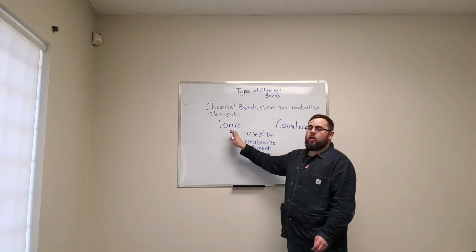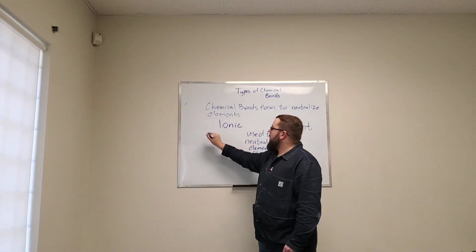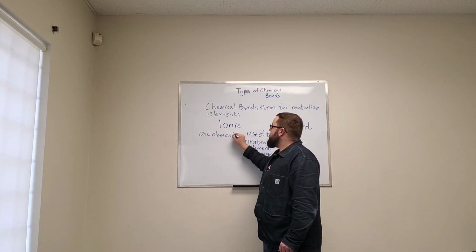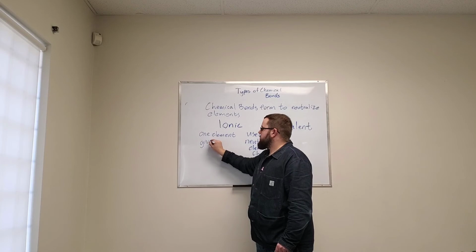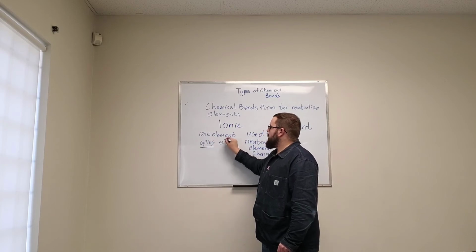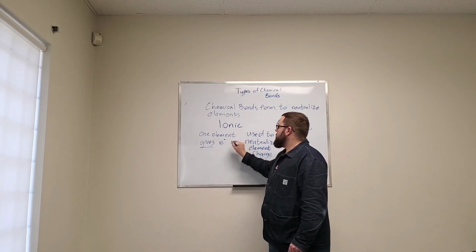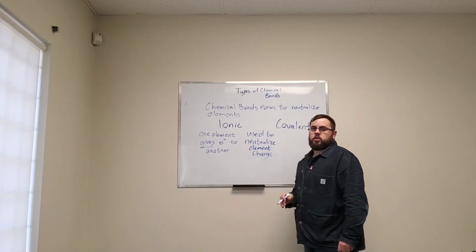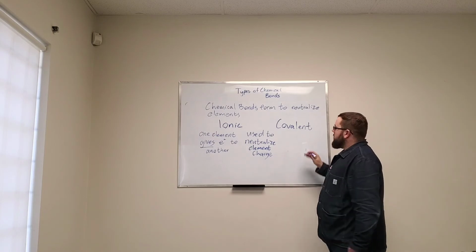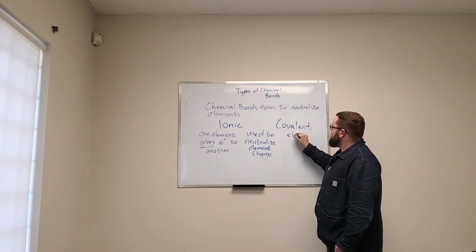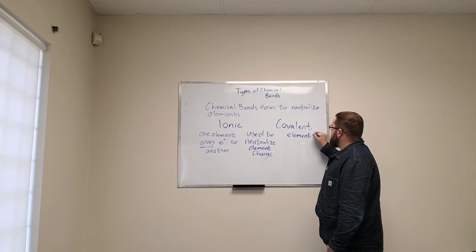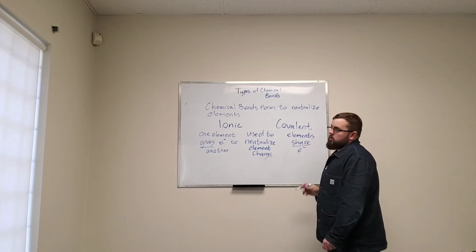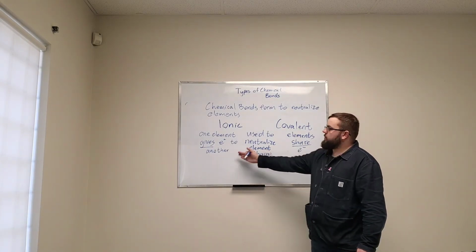After this, if we look at ionic bonds, that is when one element gives electrons to another, right? So it gives electrons away. Covalent is when elements share electrons. Big difference, right? One, they give them all away.